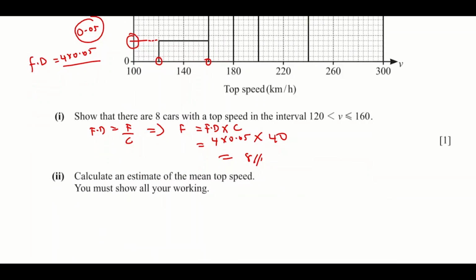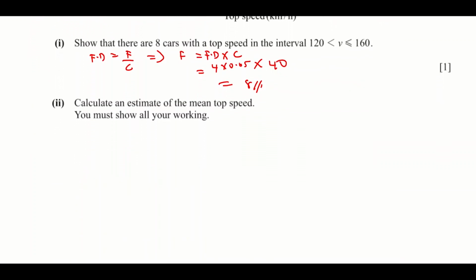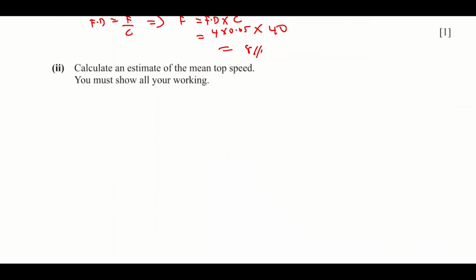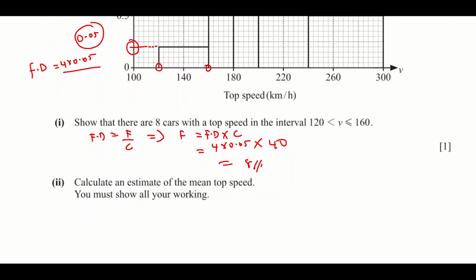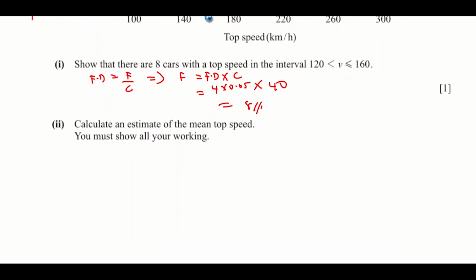Then calculate an estimate of the mean top speed, you must show your working. This is going to be a little bit long, because we need to tabulate. Okay, sorry, let's redraw that. So we need to tabulate. We can draw a line like this. Good, so I think I can redraw that again. If you draw a line like this, good, then we can have something like this as well.